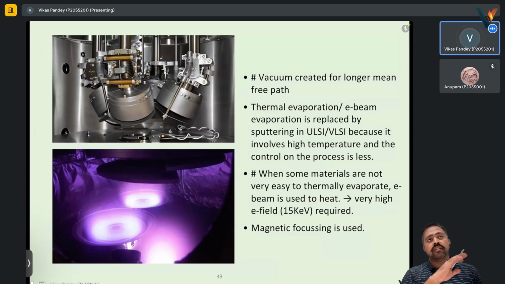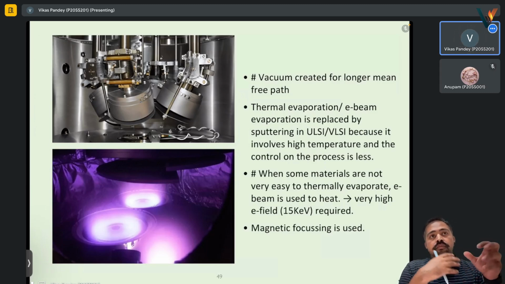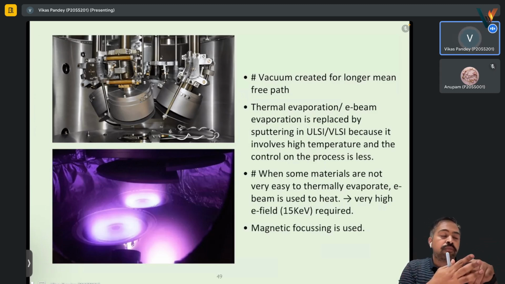If it is done at a lower temperature and lower pressure, then why do we need very high vacuum at first? Because we don't want any other material lingering around, disturbing our process. That's why vacuum is first created, for a longer mean free path.